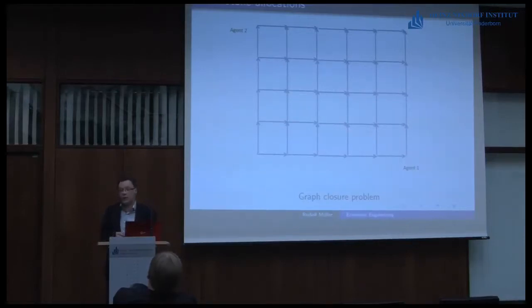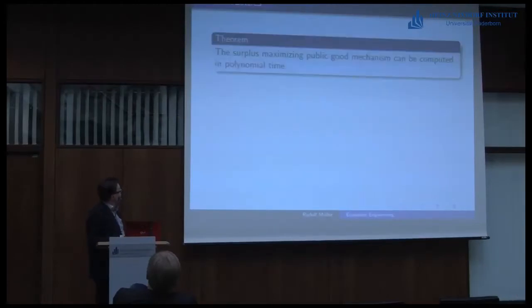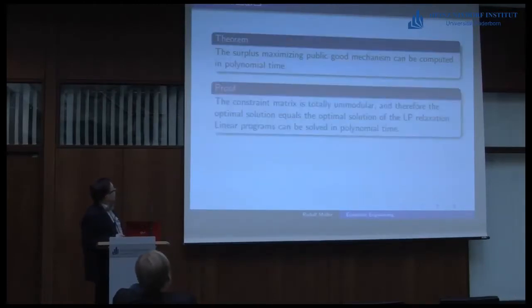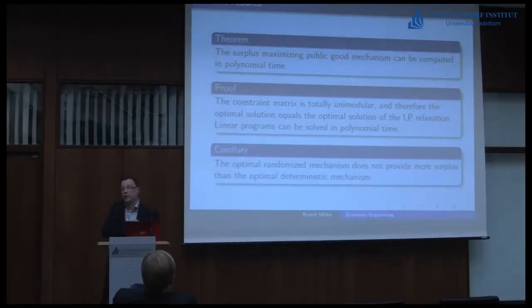So that it can be solved in polynomial time. It has many variables, but in this encoding it is polynomial. So that is basically the solution. So we get this theorem: the surplus maximizing public good mechanism can be computed in polynomial time in this enormous encoding. And we also know that the underlying matrix is totally unimodular, and that informs us that a randomized mechanism could not achieve more revenue than a deterministic mechanism in this setting.